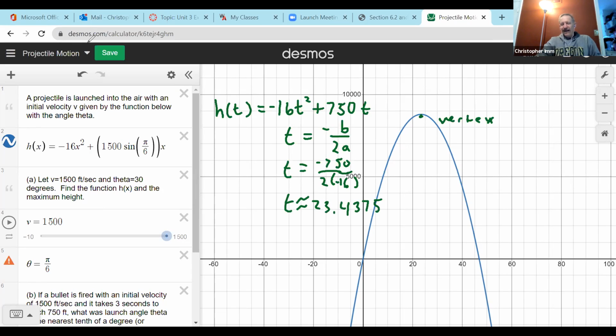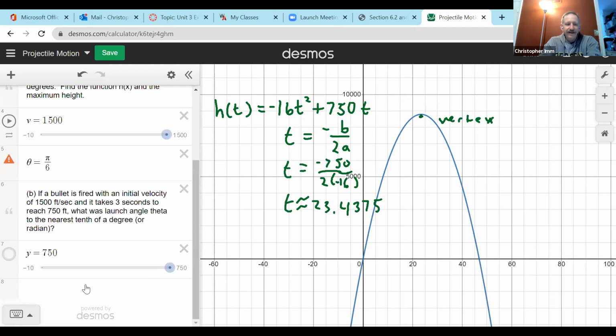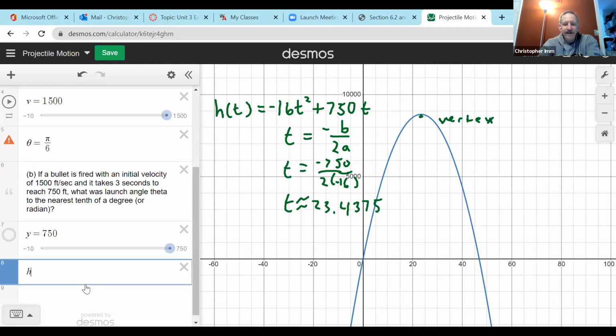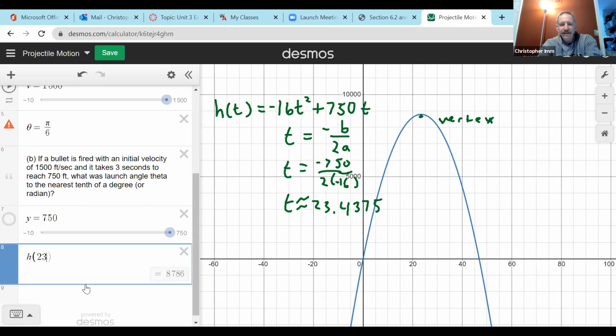How do I find the maximum height? How would I find the y value? Just sort of stick that in h, right? So let's go ahead and do that. So I'm going to try down here to stick that in h. So I'm going to do h of 23.4375. And it looks like the maximum height here, wow, it's going to be about 8,789 feet.